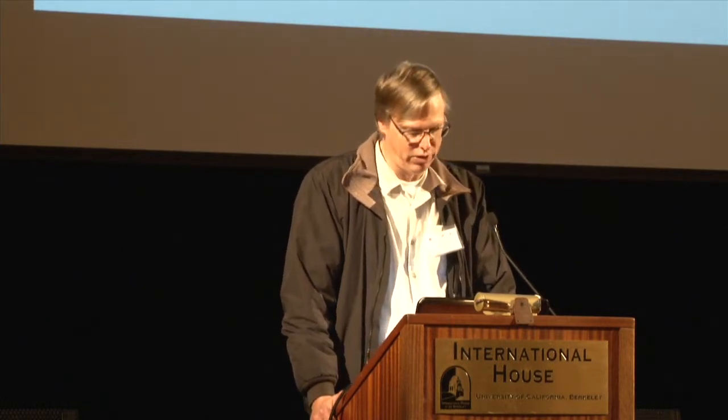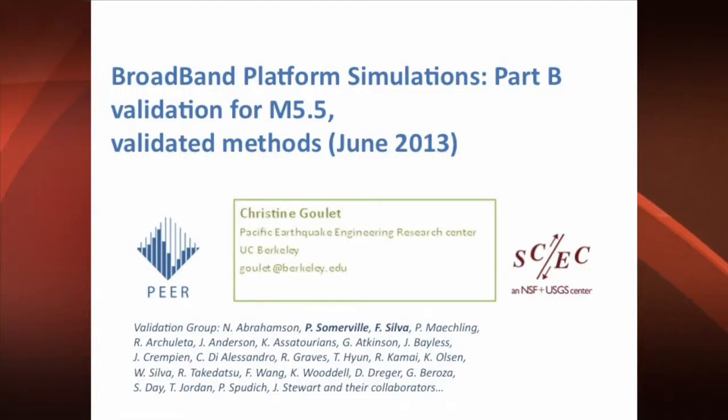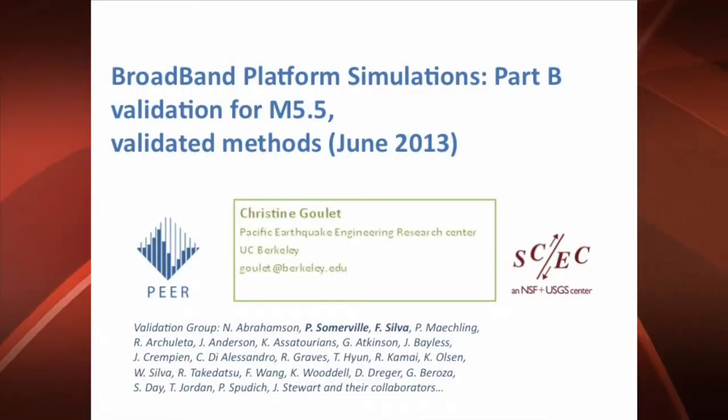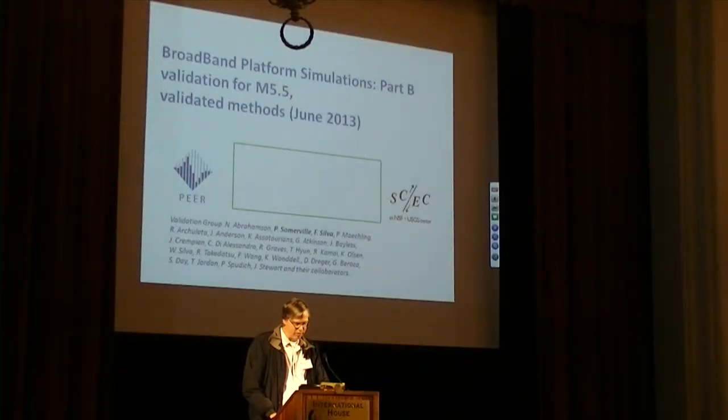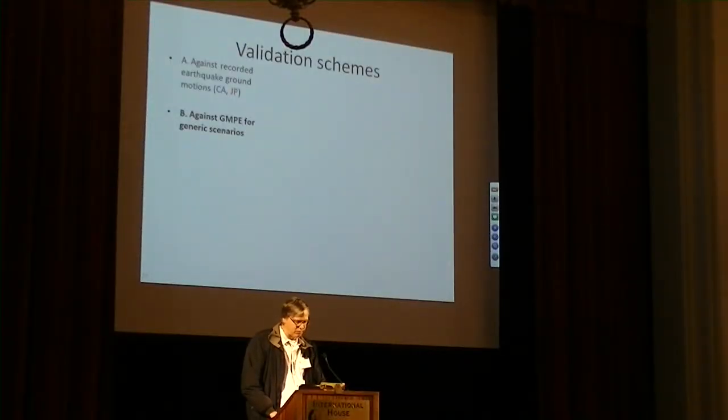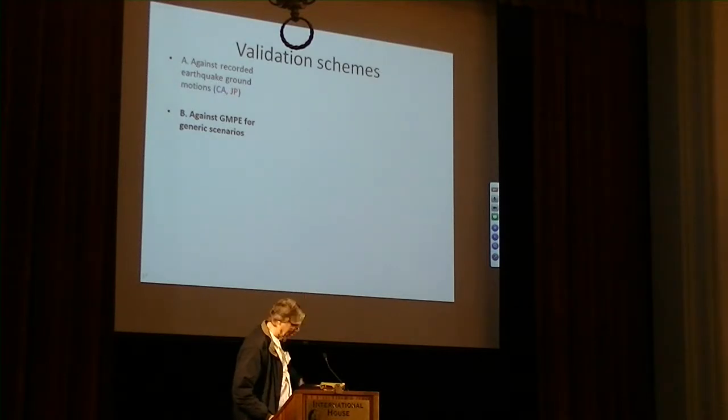So SCEC did an additional validation for us for magnitude 5.5. This is called a Part B validation. If you sat through this, this means it's a check of the simulation method against the GMPEs where they are adequately constrained. So 5.5 at 20 and 50 kilometers away.